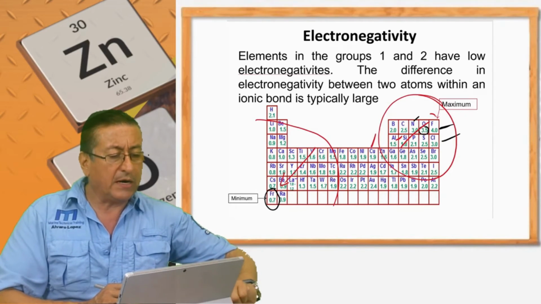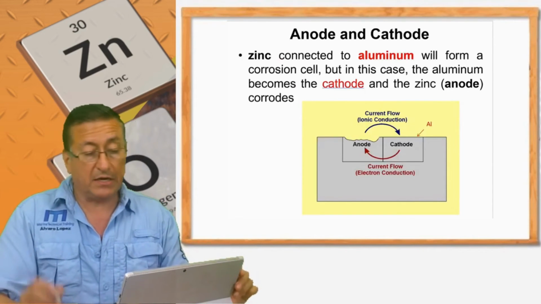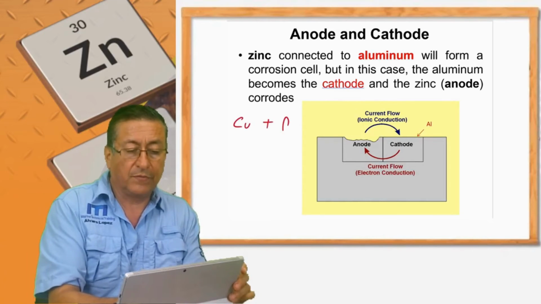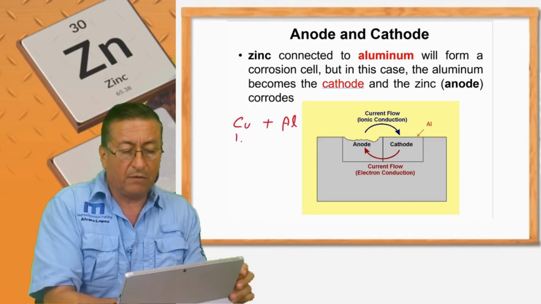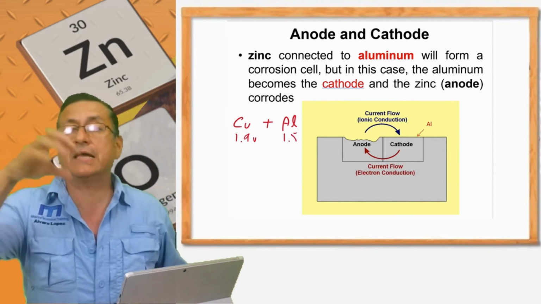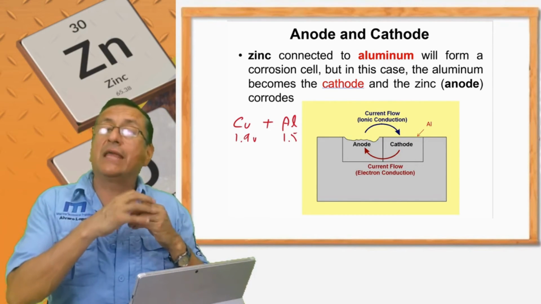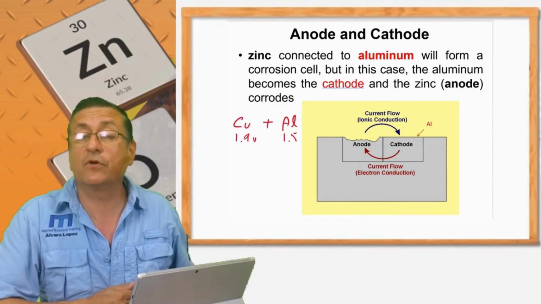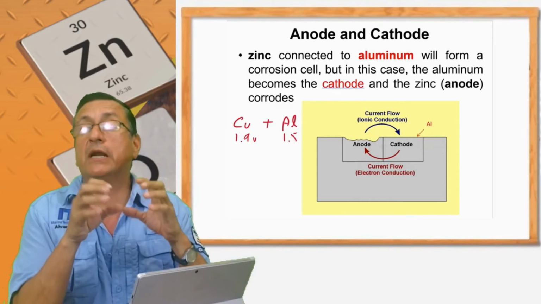Copper and aluminum. If you have copper and aluminum together, copper is more noble, 1.9, and aluminum 1.5. What element attacks the other one? Copper attacks the aluminum, and the aluminum at the end of the day is eroded. Alright, don't forget that. For that reason, never use aluminum together with copper.